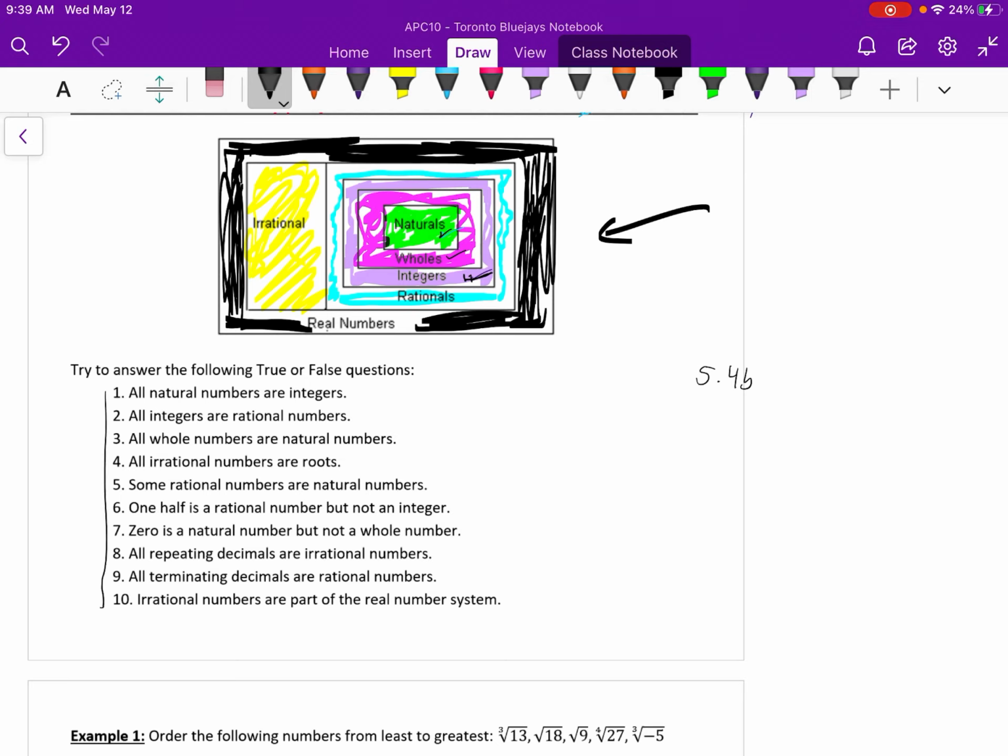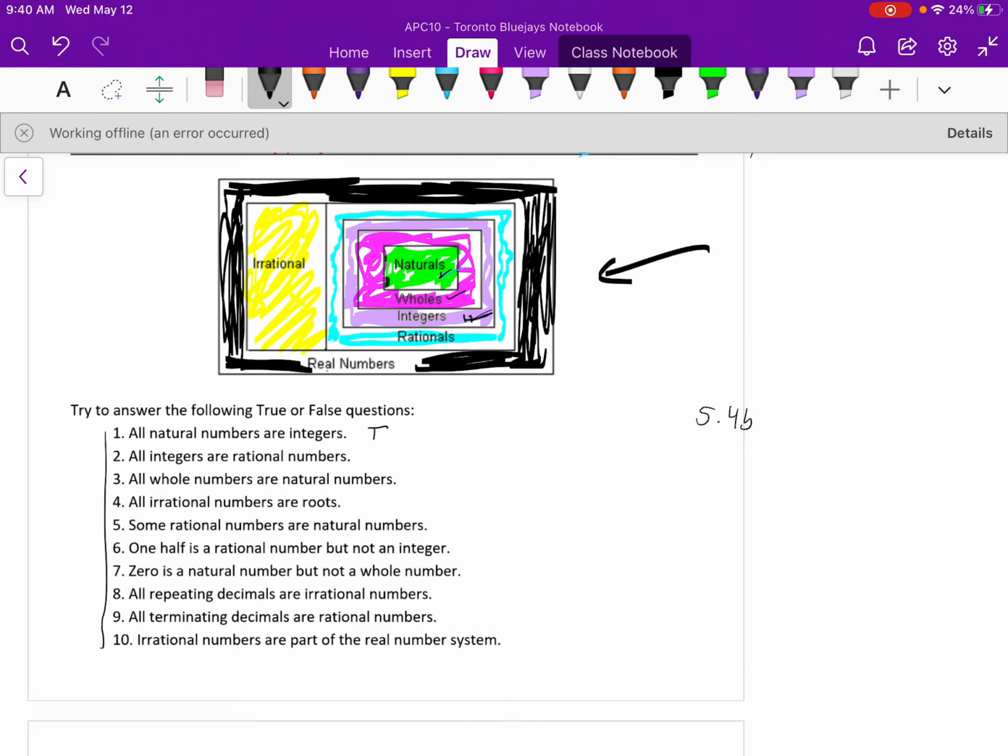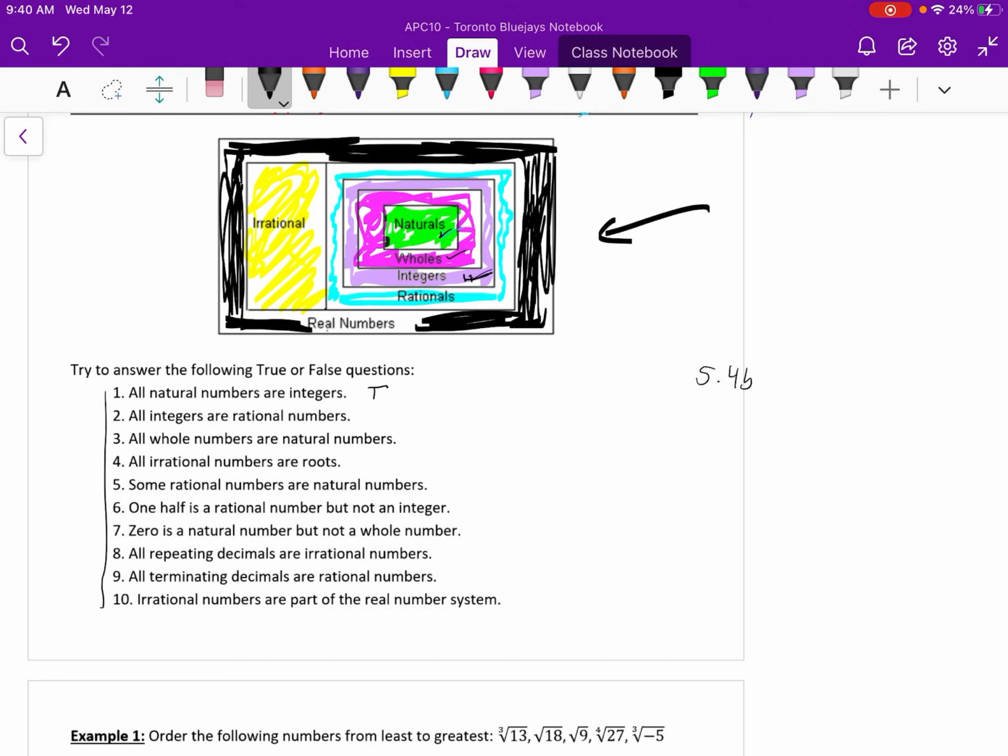All natural numbers are integers. So all natural numbers are integers. This is true. All integers are rational numbers. That is, can you write all integers as a fraction? Yes, this is also true.